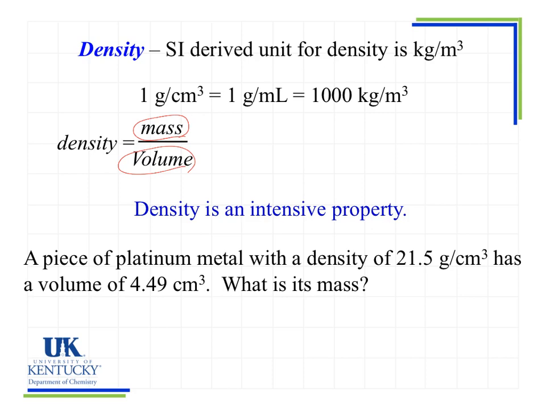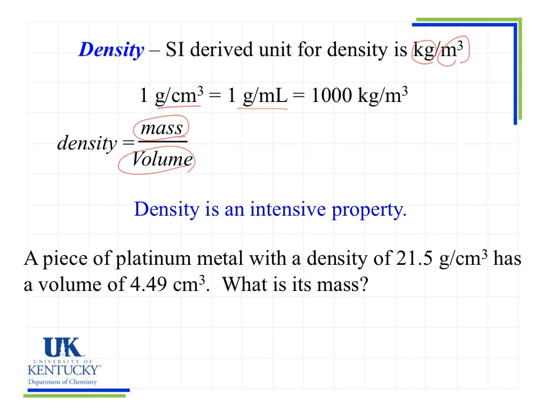So the SI unit for density is, you know the SI unit for mass is kilogram, and the SI unit for volume, as we talked about in the previous video, is cubic meter. So the SI derived unit for density is kilogram per cubic meter. But you don't have to use that unit that often. The unit that we use more is gram per cubic centimeter or gram per milliliter. And if you want to convert that, it's 1,000 kilogram per cubic meter.